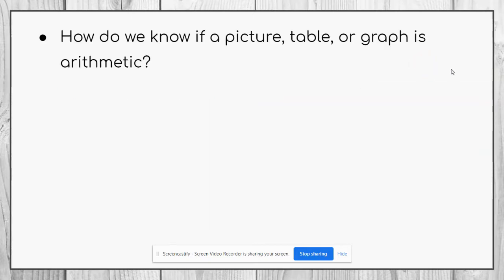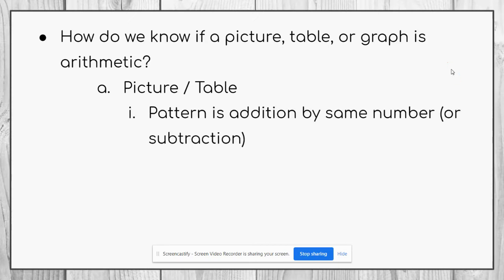So if we're looking at a picture, a table, or a graph, how would we know if that is arithmetic? Well, in a picture or a table, we would be able to find that pattern as being addition or subtraction of the same number. So the picture would go from 5 dots to 10 dots to 15 dots to 20 dots, showing us the pattern of adding 5. Or if I was looking at a table, I would look at the output values and I would look for that pattern of addition or subtraction as I move from one output value to the next.